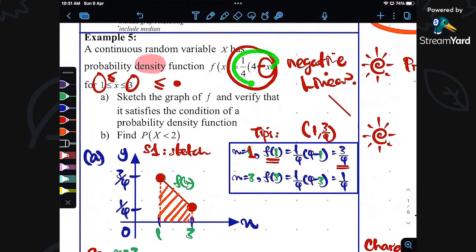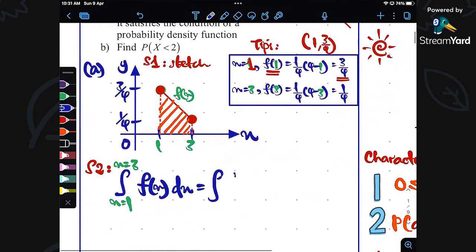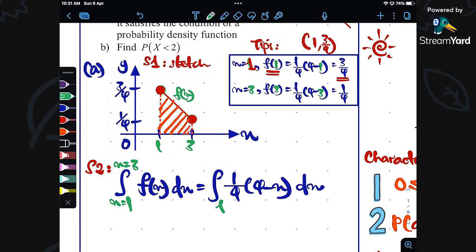So now I put in the 1 over 4 times 4 minus x here. So 1 over 4 times 4 minus x. Don't forget your dx. And don't forget your limit 1 until 3. Okay, don't forget that.